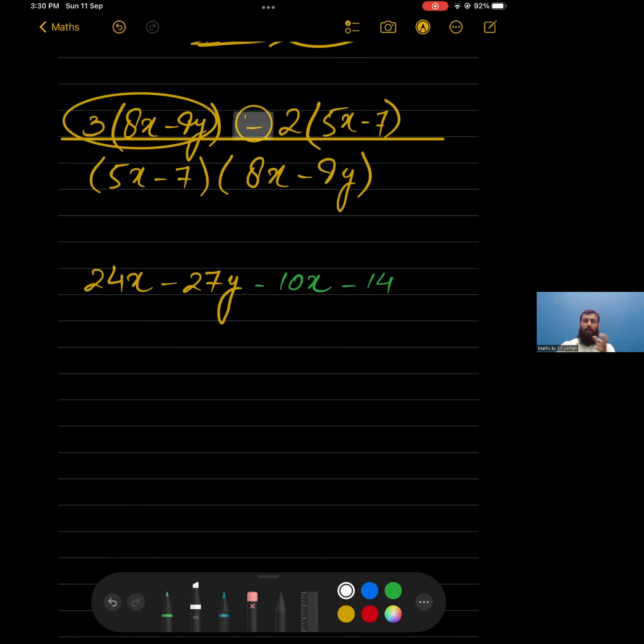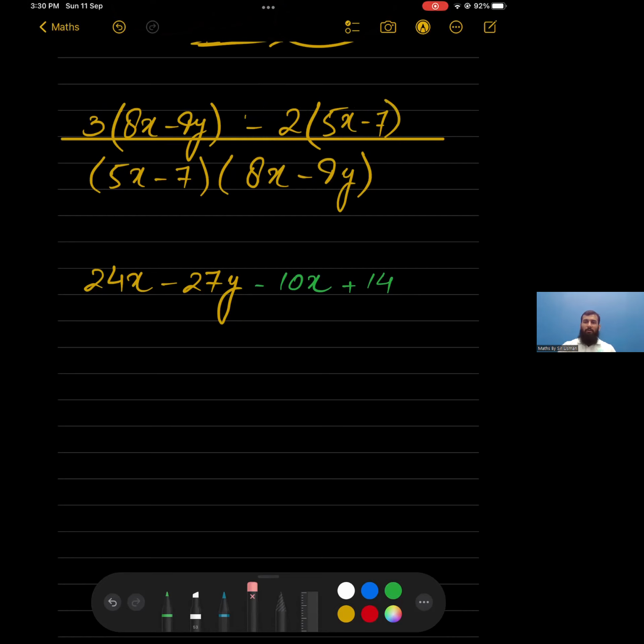So when you are multiplying the bracket with 2, you would have to change the signs internally as well. This would have been negative 10x plus 14 because it's negative 2 and negative 7 being multiplied. So whenever you are solving such a question, you need to be very cautious with the sign at the center. You have to give the sign at the center a lot of respect. Otherwise it will ruin your respect and make you fail.